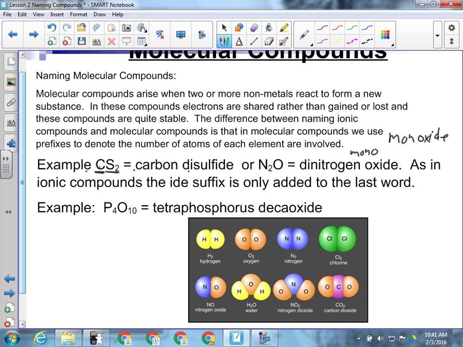Okay, and then of course we end the second element in ide. The first one, whatever one comes first in the compound, its name doesn't get changed. But we list the ide always on the second one. That kind of holds true for basically all types of compounds. Our prefixes will be di, tri, whatever those ones we listed there a minute ago. For a big one like this, we would have tetraphosphorus because there's 4, decaoxide. 10 oxygens. That's what it would look like.